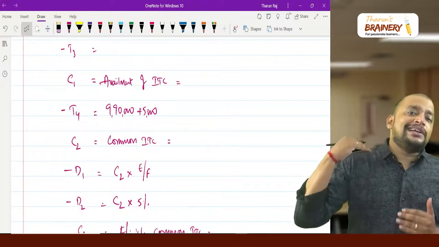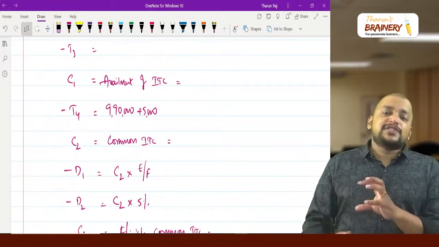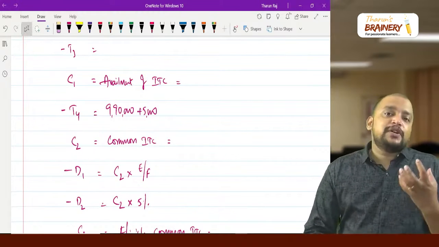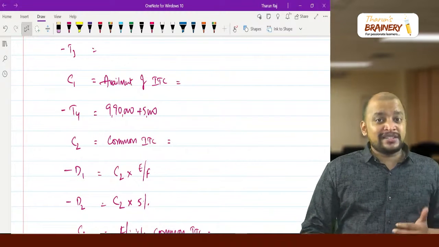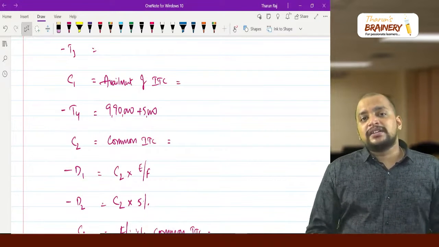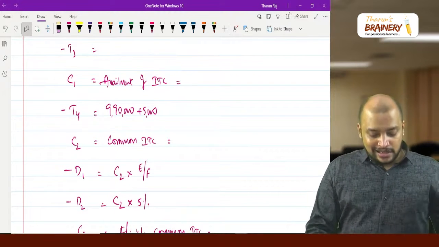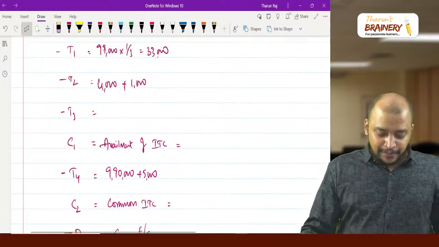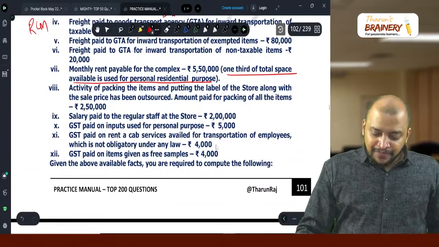You don't put it under taxable and business purpose, because 1/3 is for non-business that you have taken out. Remaining 2/3 is for business purpose. That 2/3 which you are using for business purpose, in that same place we are selling taxable goods as well as exempted goods. So due to that reason, leave it. Don't put it. Don't classify it anywhere.